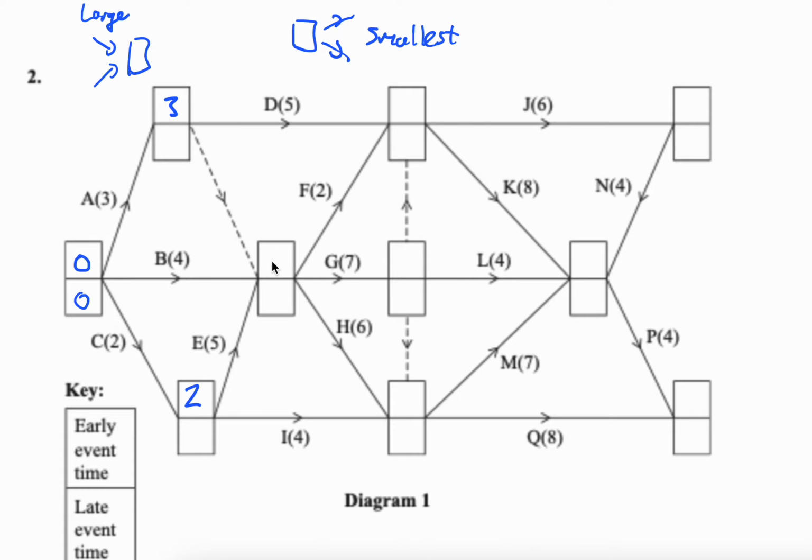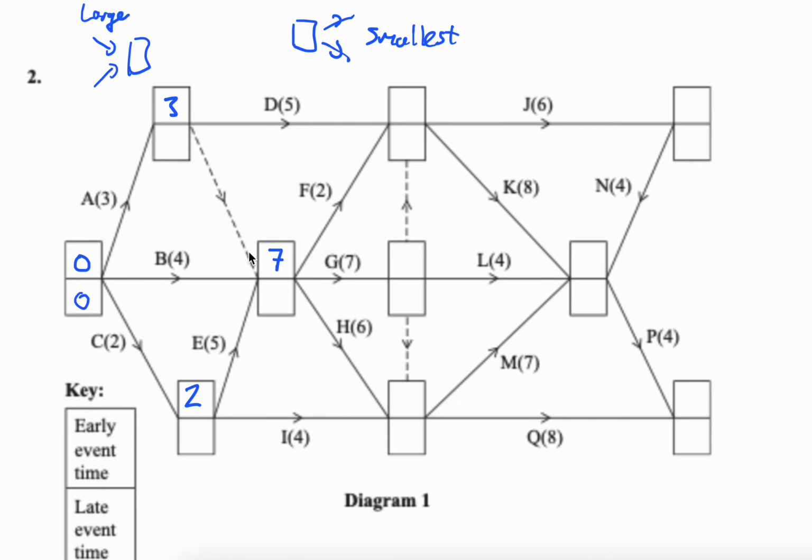So what do I write here, D? 4. No, you wait. How many ways are there into this box? 3. Okay, so which one are we going to pick? The largest. So 3 plus 0 is 3, 4 is 4, 2 plus 5 is 7. So which one's the largest? 7. You see how easy it is to make a mistake?